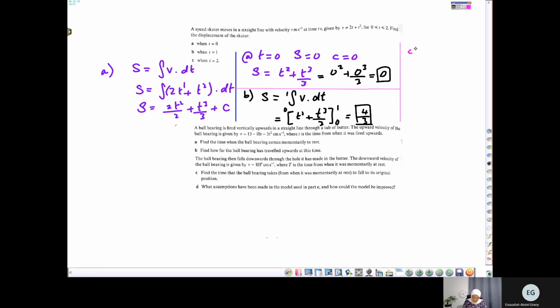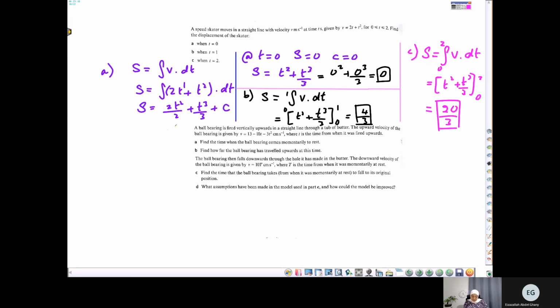Third, part C. In part C, you will say the displacement is integral. At t equals 2, you will integrate velocity with respect to time from 0 to 2. So you will simply substitute, write the box brackets, which is t squared plus t cubed over 3, and substitute from 0 to 2. After substituting and subtracting, you will get the answer, which is 20 over 3. Now we got 3 answers for the 3 parts.